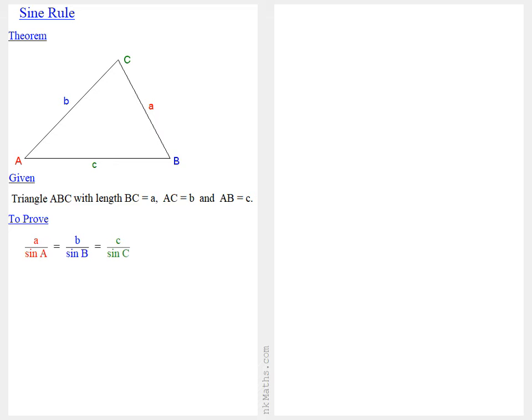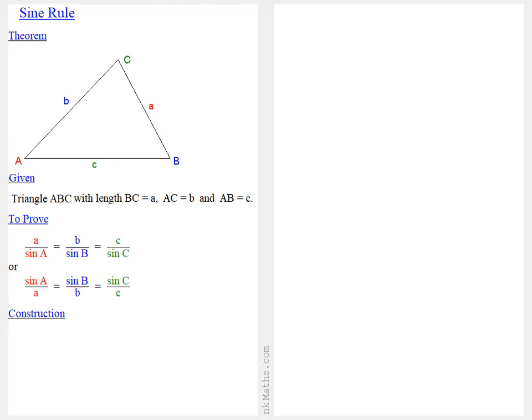So the theorem states that side a over the sine of angle A is equal to side b over the sine of angle B, and it's equal to the side c over the sine of the angle C. Or we can say the sine of angle A over side a is equal to the sine of angle B over the side b, and that's equal to the sine of angle C over the side c.